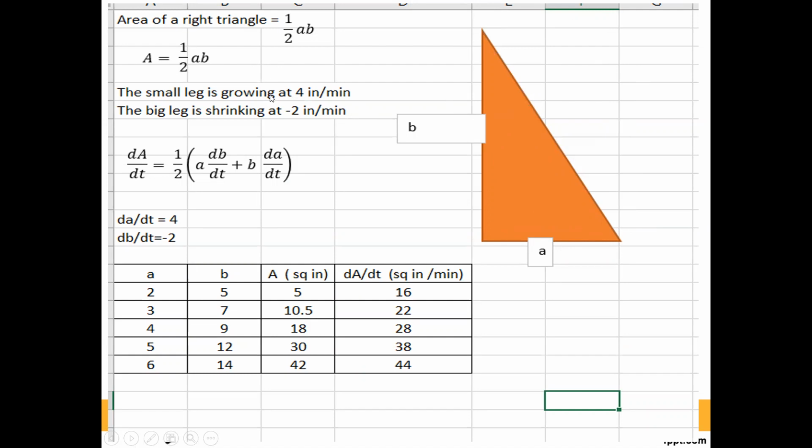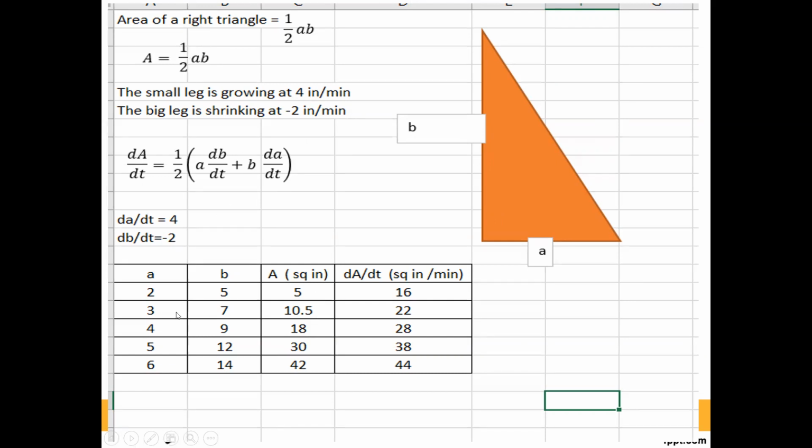Suppose now the small leg is growing at 4 inches per minute, this side right here. And the big leg is shrinking at -2 inches per minute. Well, go back to this original. We can now take the derivative of this equation. So the derivative of A is dA dt. We just bring down the 1/2, and then we use the product rule: A times B would be 1 d2 plus 2 d1. So we know that dA dt is equal to 4, and dB dt is equal to -2.